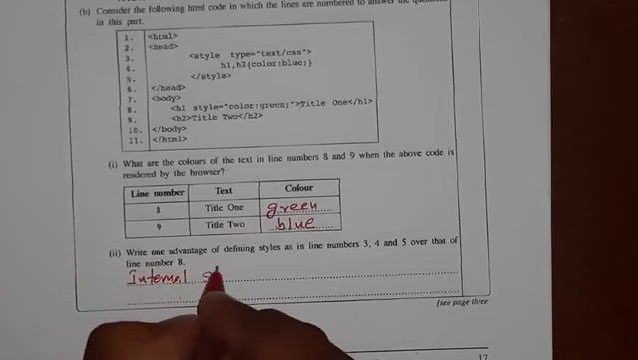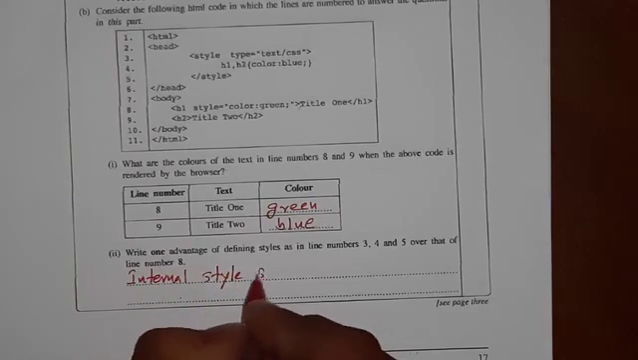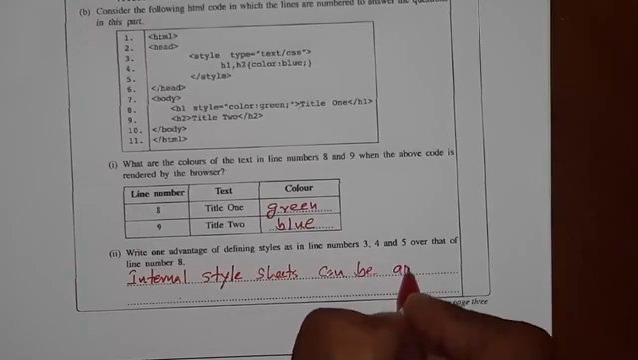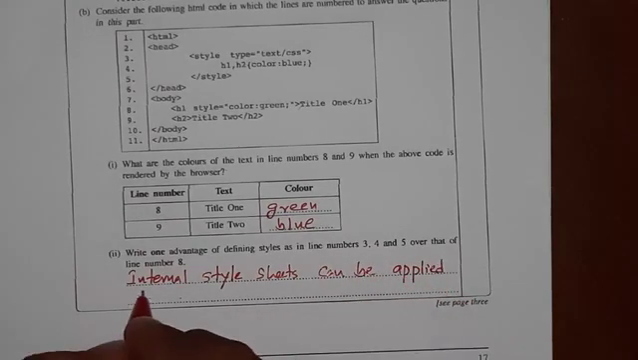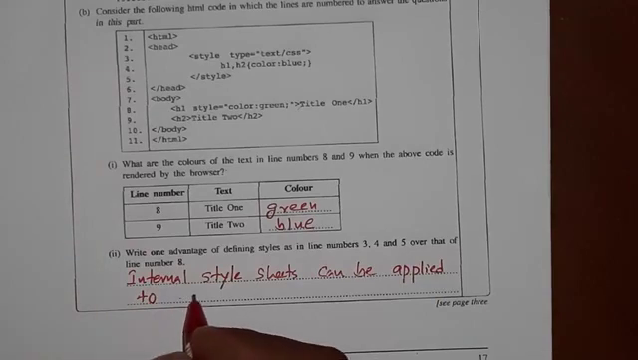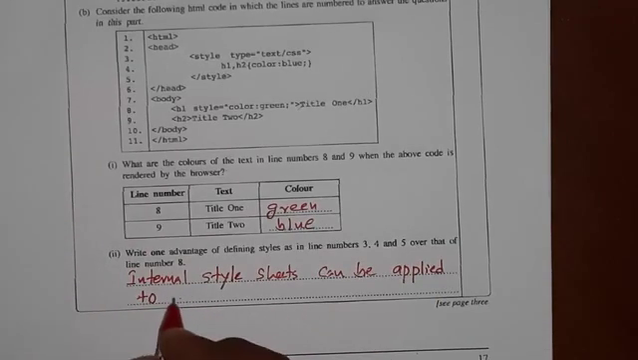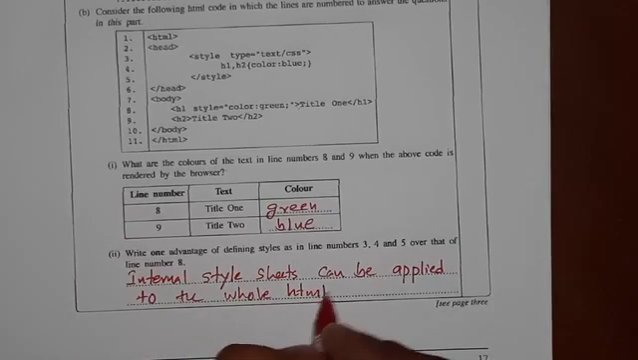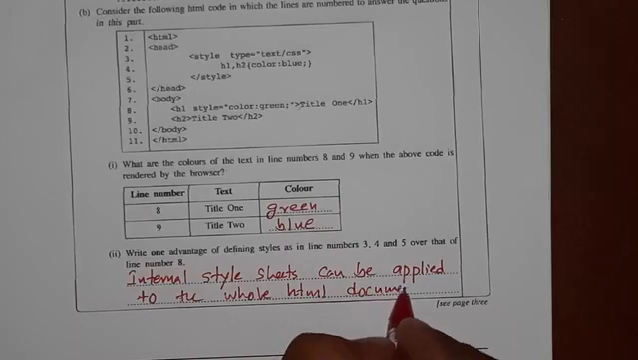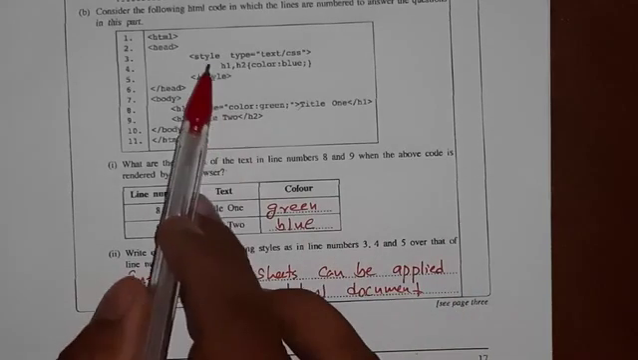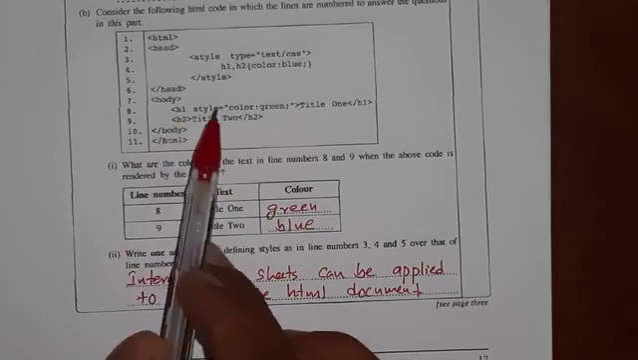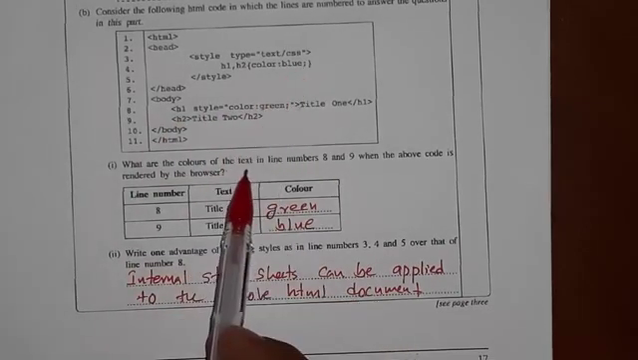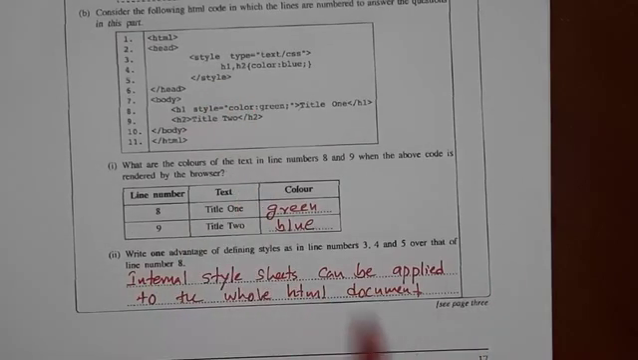So the main thing is the internal style sheet can be applied to the whole HTML document. So if you change the internal style here, it is applied to the whole web page. If you change this blue into green, it's applied to all the heading 1s and heading 2. So it's very easy to maintain.